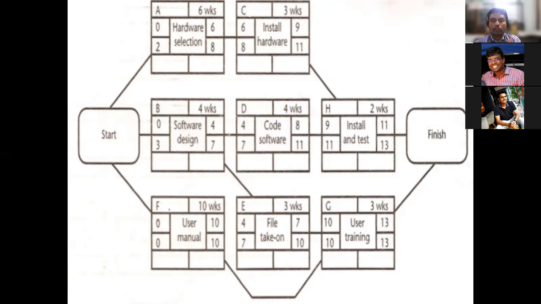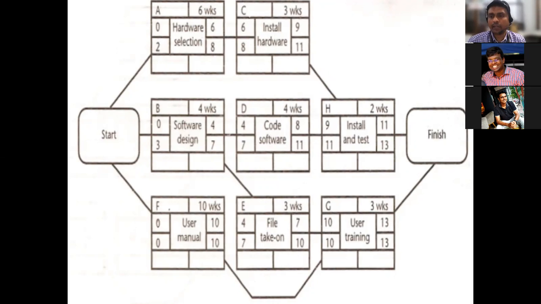So if it is 2, it means we can delay 2 weeks, not more than that. And similarly here they have given 3 weeks, which means we can delay up to 3 weeks. If you go beyond that, it is going to create an issue. Until then you can delay. But for F and G, there is no way you can delay. If there is a delay, it is going to affect the entire project.